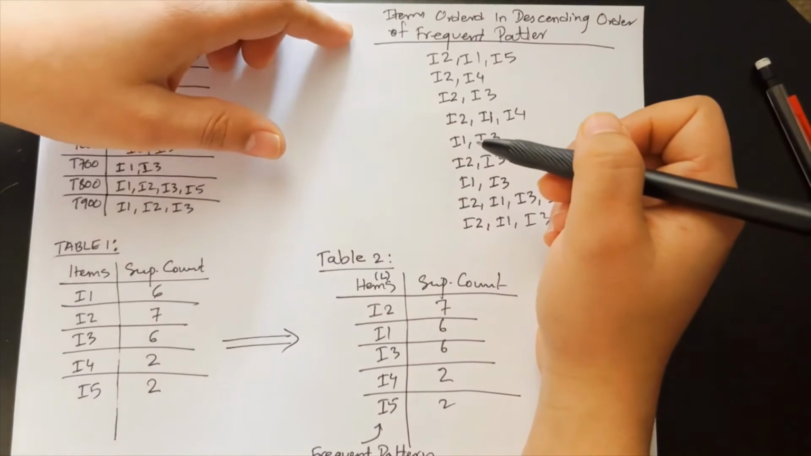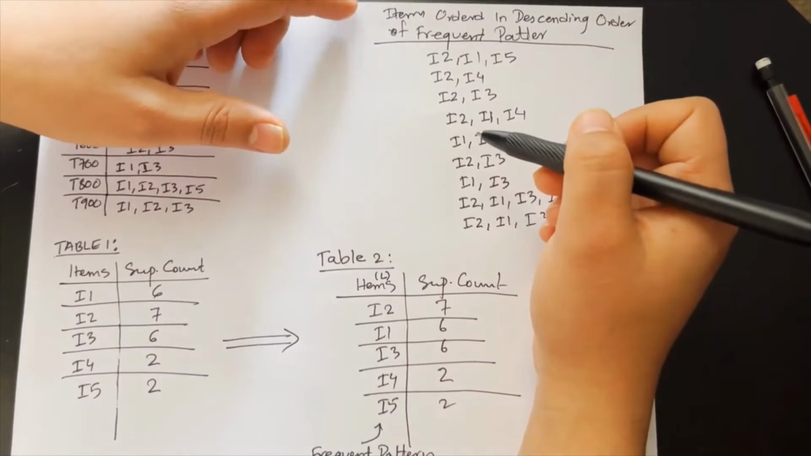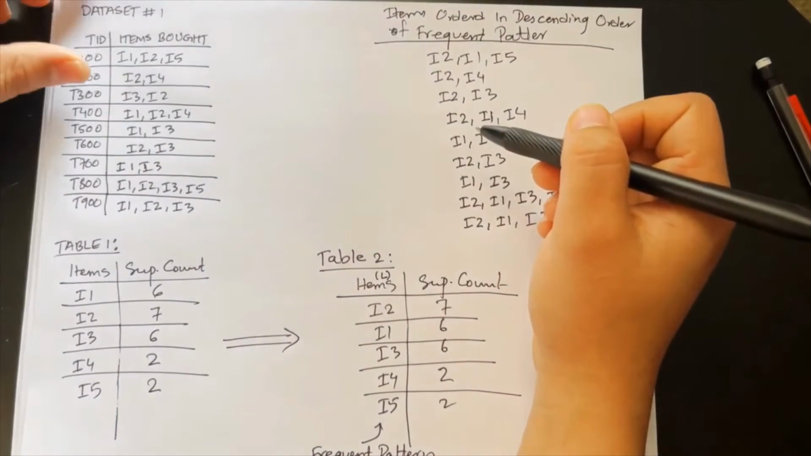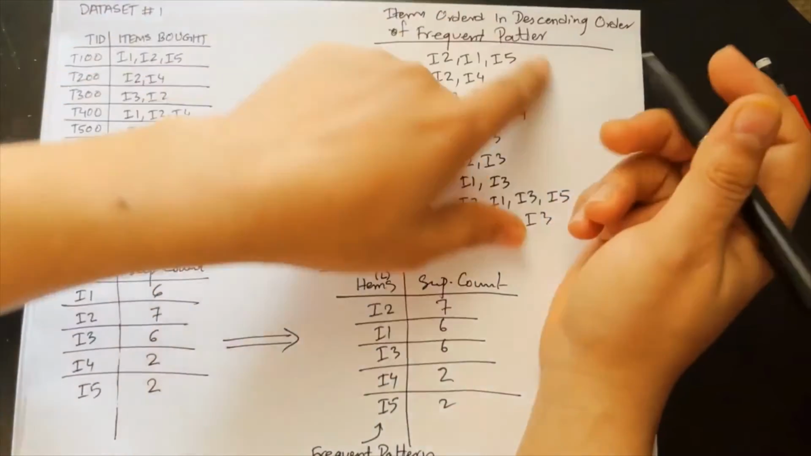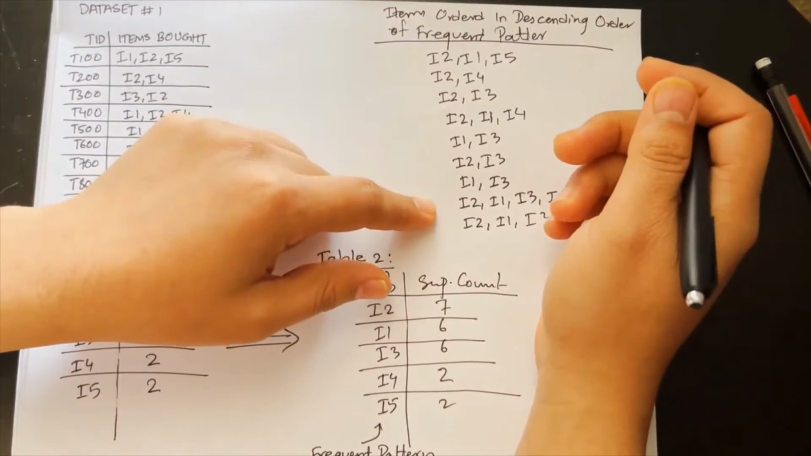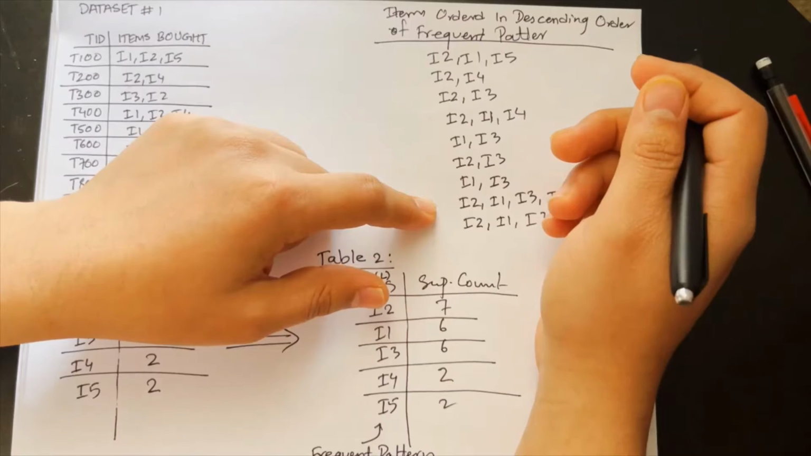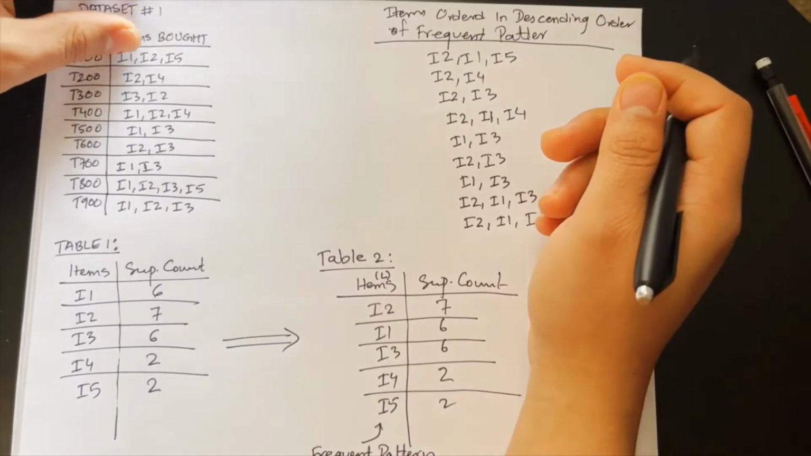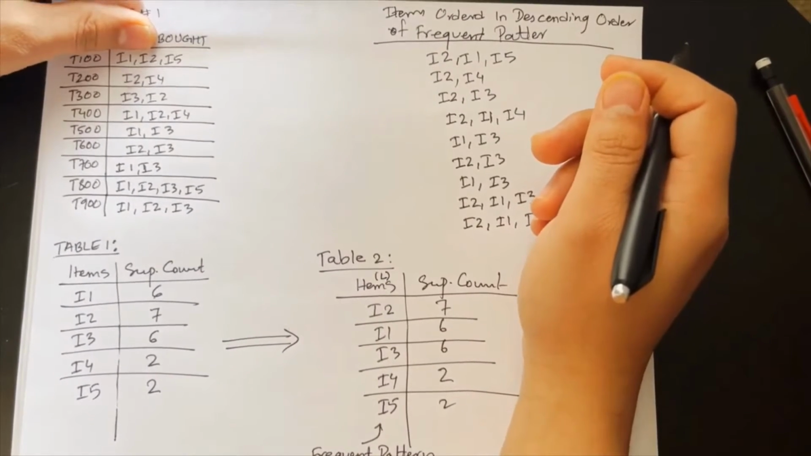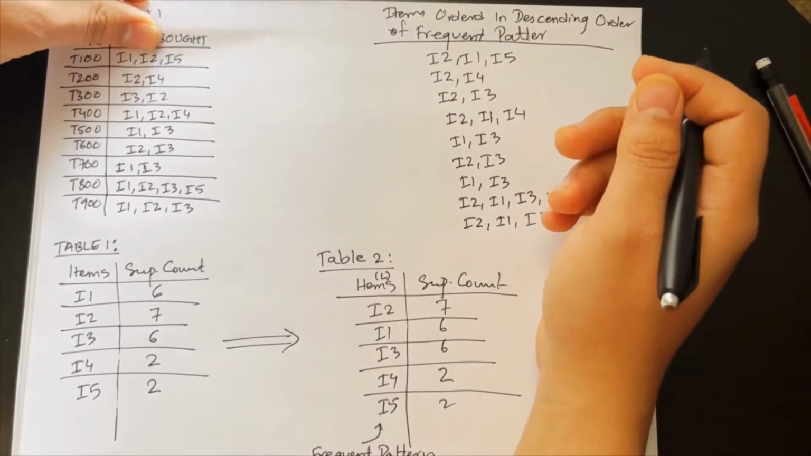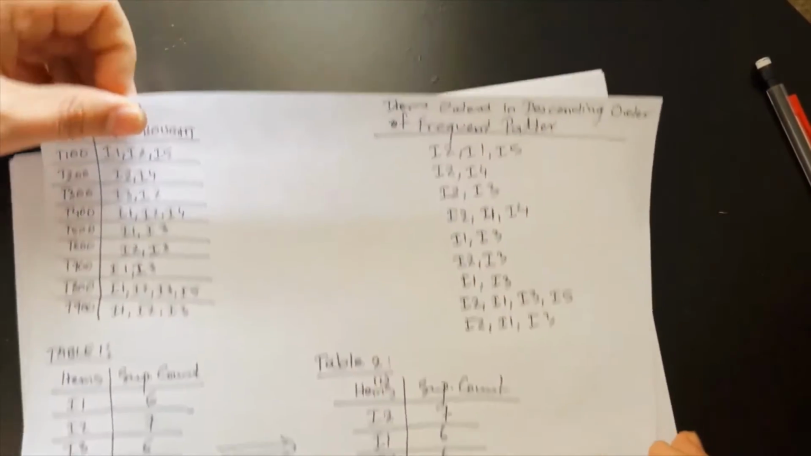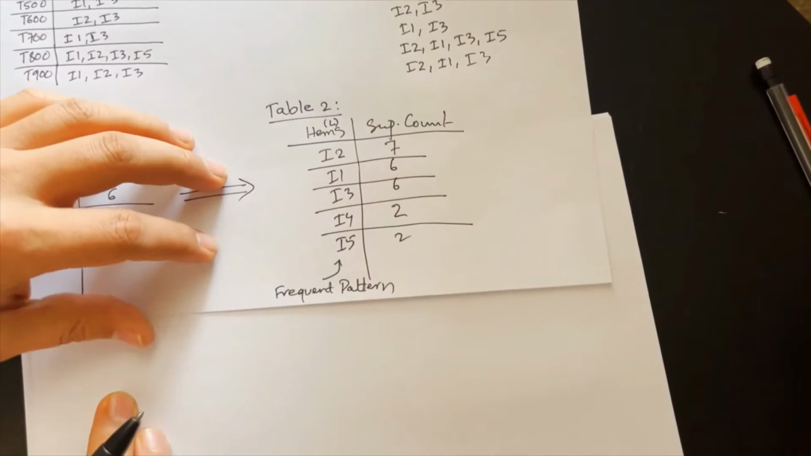Now after we have listed all the items in the descending order of the frequent patterns, according to this we have to make a tree. We have to make an FP tree, a frequent pattern tree. For that we have to create another table with items, support count and node link. For that let me go to another page.